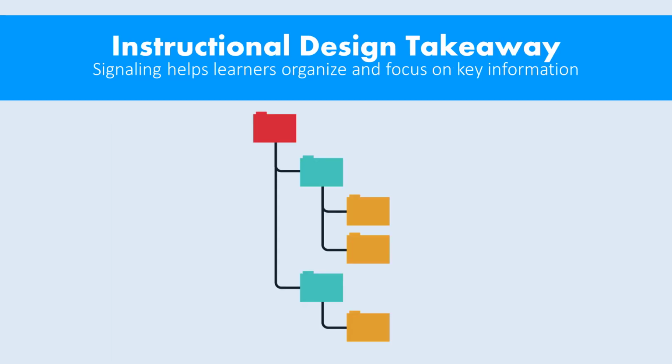Overall, signaling helps reduce cognitive overload by helping the learners organize and narrow down the significant information they should be focusing on. Therefore, the learner reduces extraneous processes by reducing the effort it takes to identify critical points.